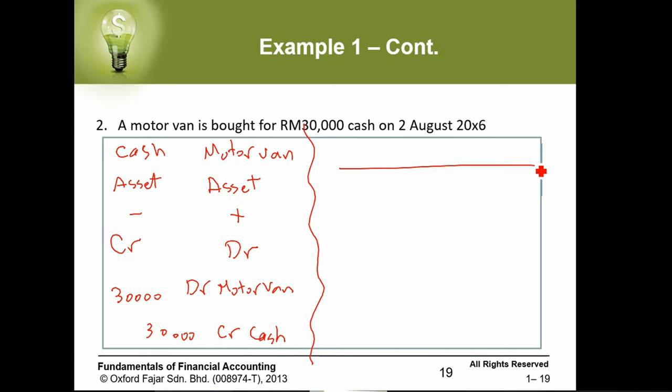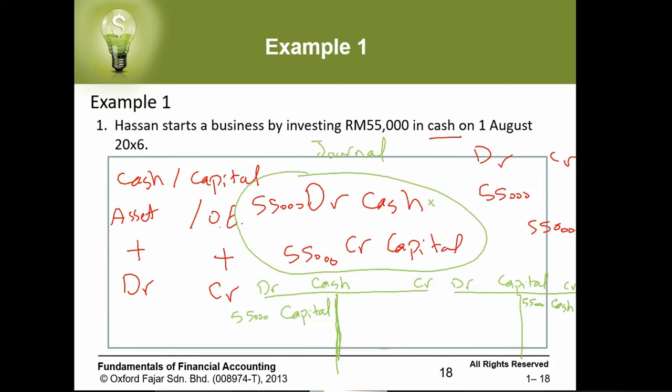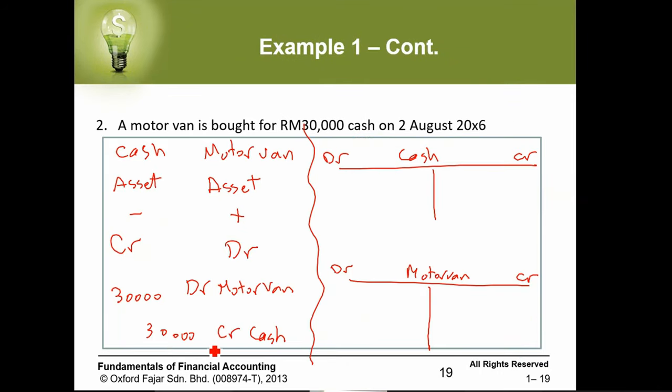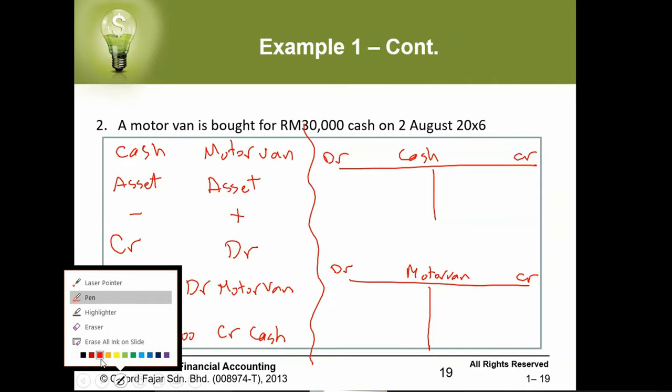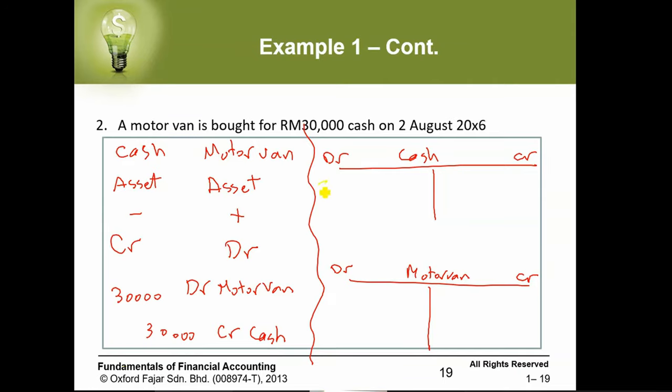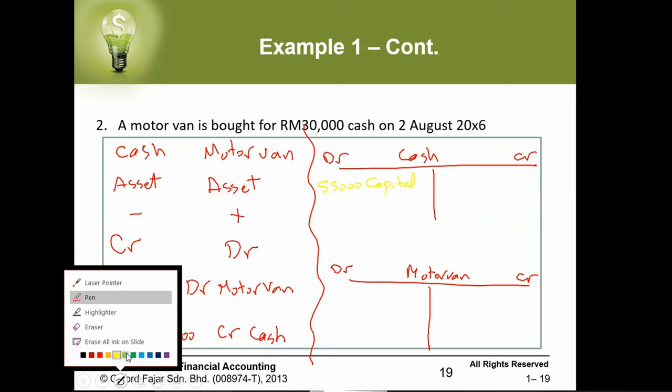Then let's do the posting in the ledger. We need to open the T account of both accounts. We have the cash and we have motor van. Cash, if you remember from the previous transaction, we already have 55,000 on the debit side. So let's write it. We have 55,000 from the previous transaction.